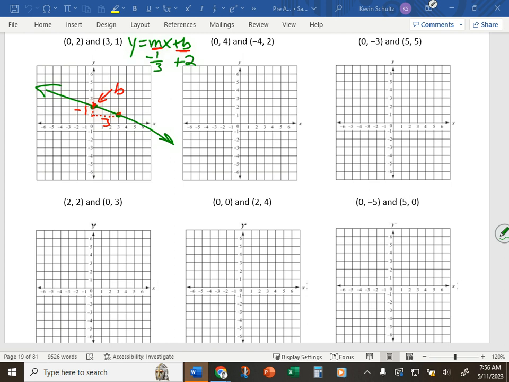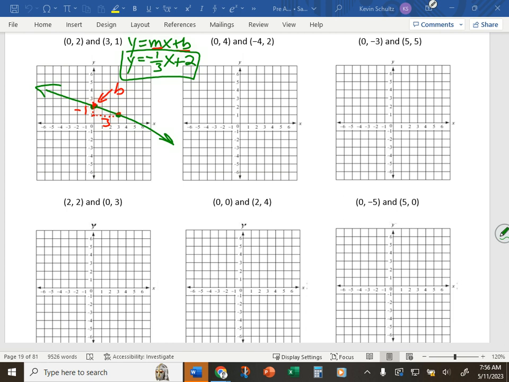Okay? And once you identify the y-intercept, once you identify the slope and plug those values in for m and b, the rest of it is just drop down x, drop down y. Our equation is y equals negative 1/3 x plus 2. That's it? That's it. Oh, okay.